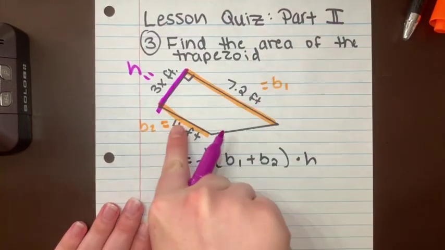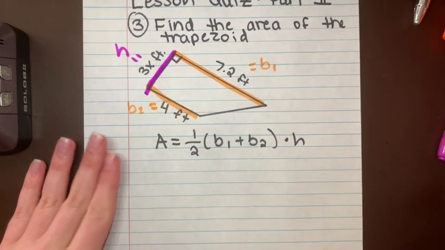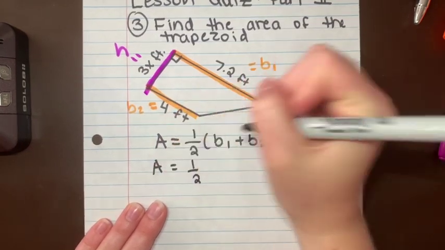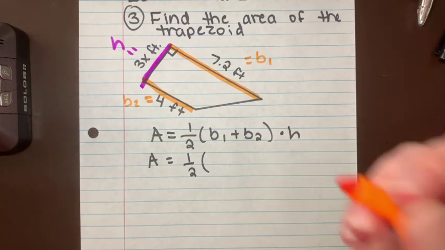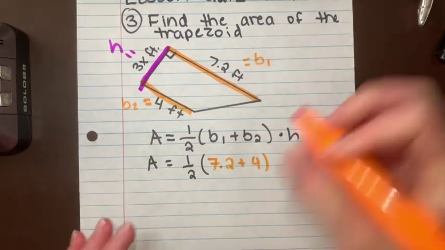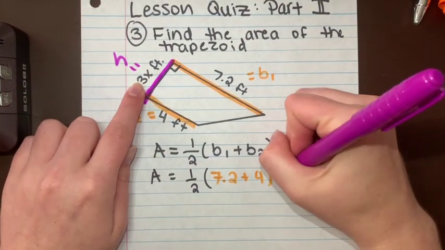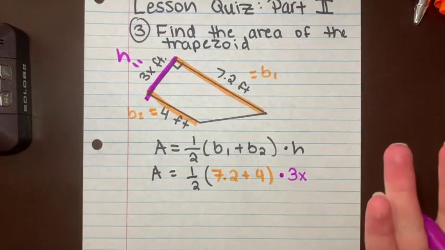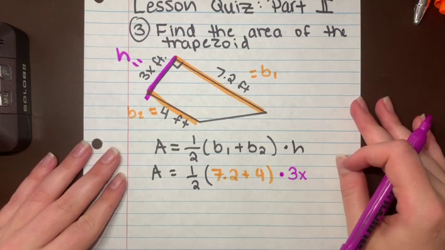So I have base 1, I have base 2, I have my height, I can go ahead and plug everything in now. So my area is going to equal 1/2 of these bases added together. I'll keep my colors the same here so we can keep track of it. Of 7.2 plus 4. And then that's going to be times, now our height has an x in it, so we got to remember to keep that here. It's going to be times 3x. And if you check the final answer, there is an x in our answer.